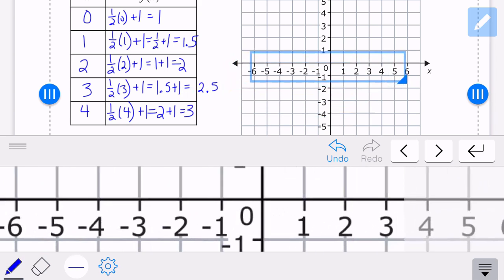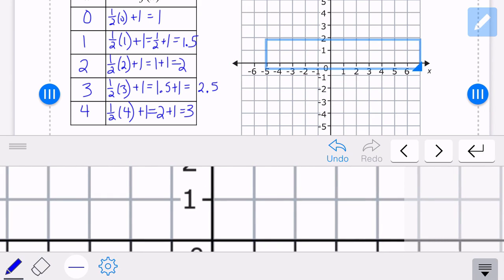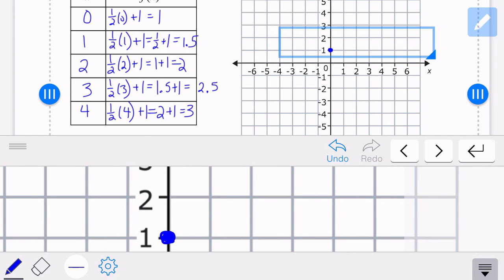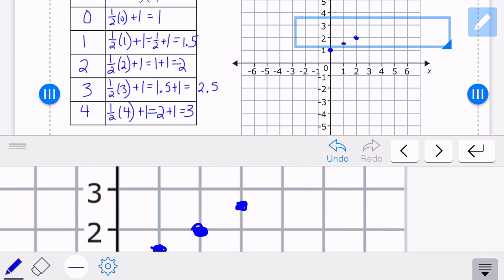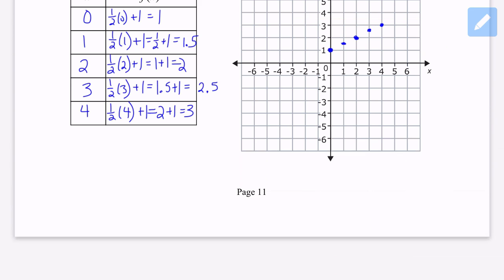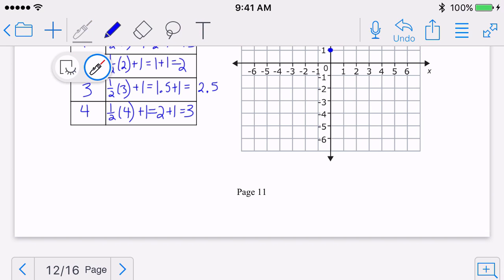All right, then we can come over and plot that. So we would have 0, 1, 1, 1.5, 2, 2, 3, 2.5, and then 4, 3. So that one is going to be another line that we're looking at.